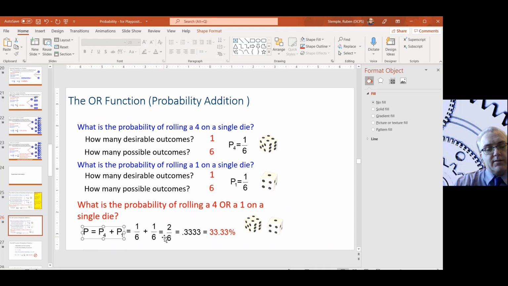When you add fractions, if they have a common denominator, you add the top, and then the denominator remains the same. So that would be 2 out of 6, which is 0.333 or 33.33%, right? Which kind of should make sense to you, right? Because I'm either going to roll a 4 or a 1. That's a third of the available numbers, right? So 0.33 is a third, right? Or 2 over 6, you can reduce that to a third.